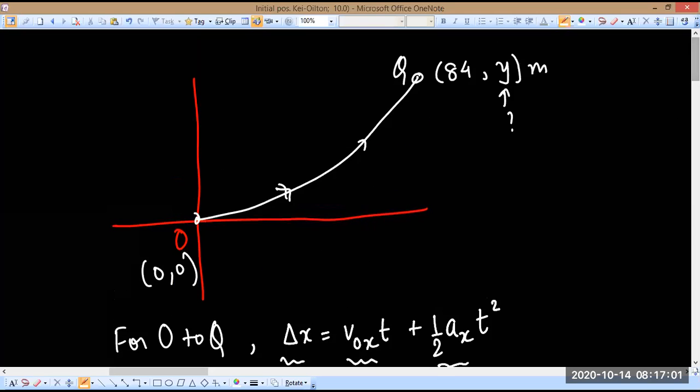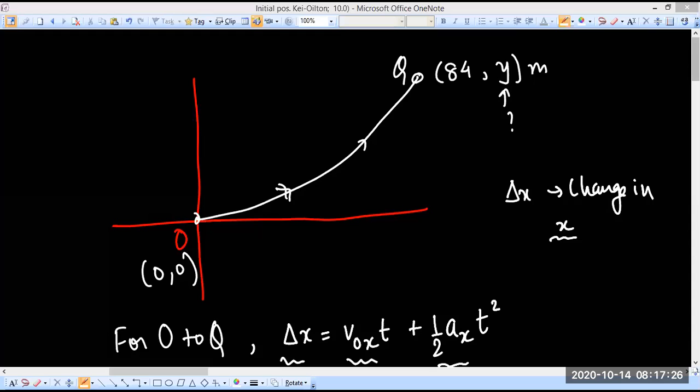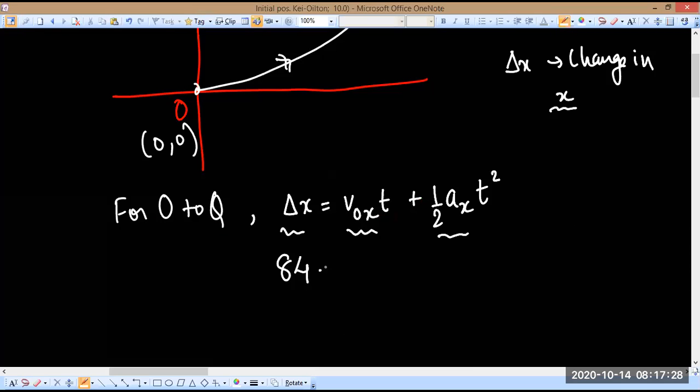So look at this diagram. Tell me what is delta x. Delta x means change in x. Don't forget that. Or displacement in x direction, or x component of displacement. Yes, very good, Falak. Yes, well done, people. I'm getting all right answers. Very good. It is 84 is equal to.